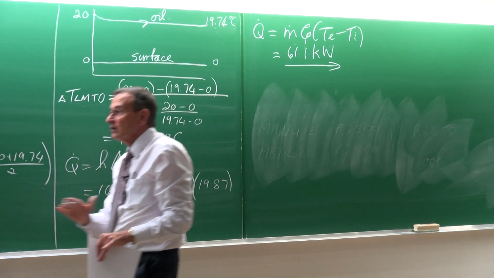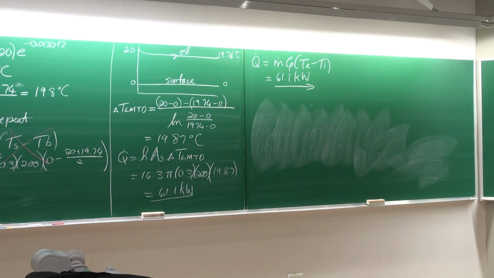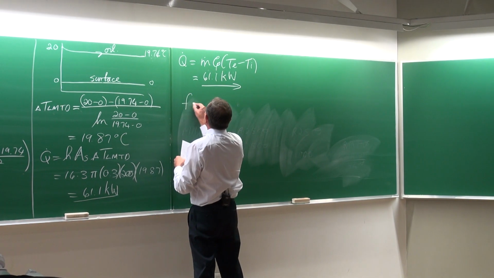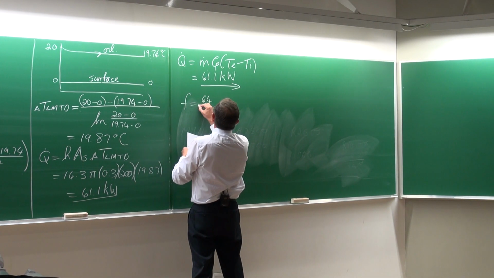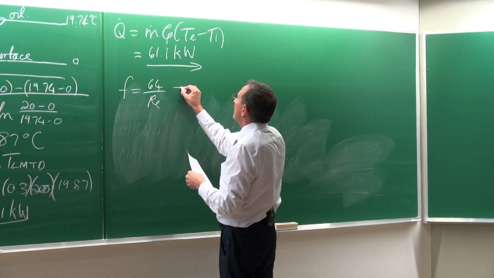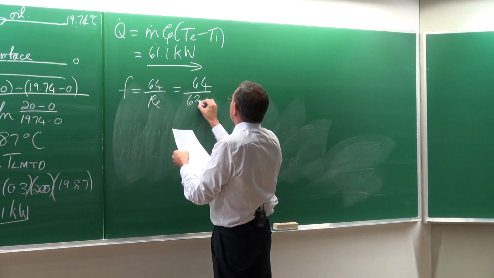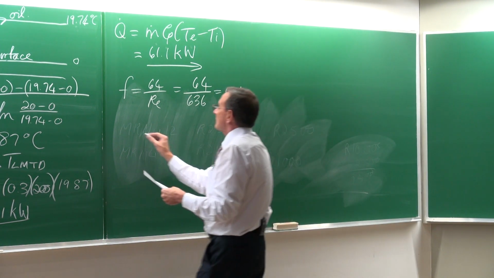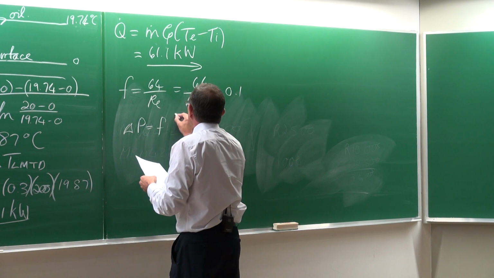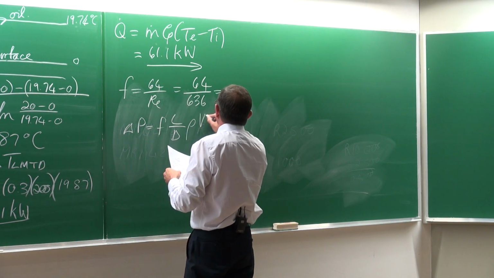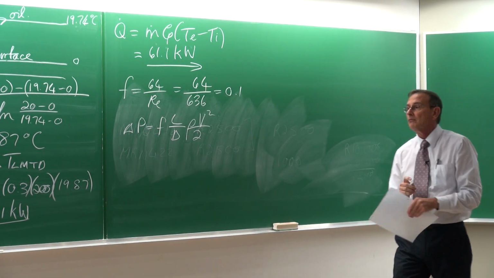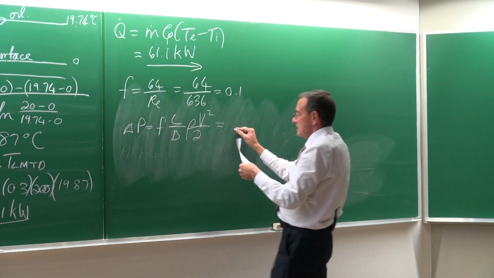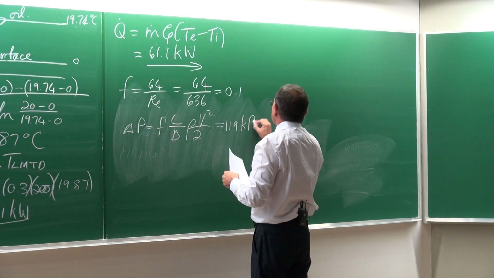Right, there's one more thing that we need to calculate, and that is the work of the pump. For the work of the pump, we need the pressure drop. For the pressure drop, we need to get the friction factor, 64 divided by the Reynolds number. 64 divided by 636 is equal to 0.1 approximately. So the pressure drop is equal to the friction factor multiplied by L over D multiplied by rho V squared divided by 2. All the values are here on the board. You can just go and put it in and you'll get the answer of 119 kPa.